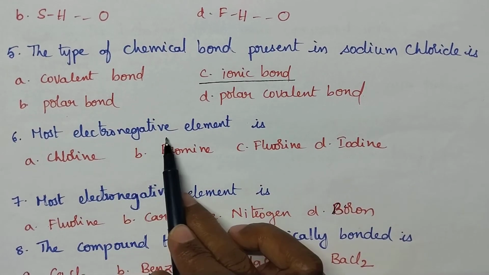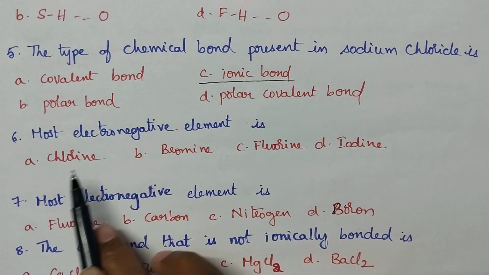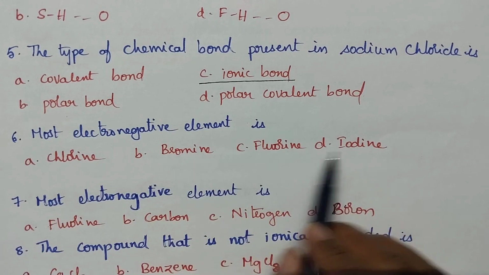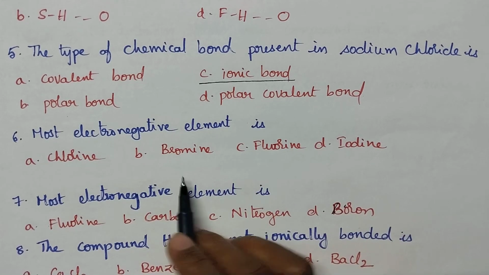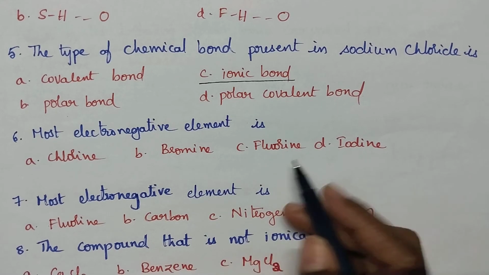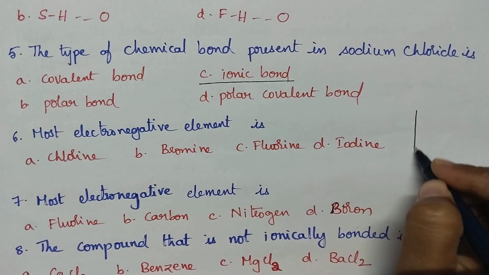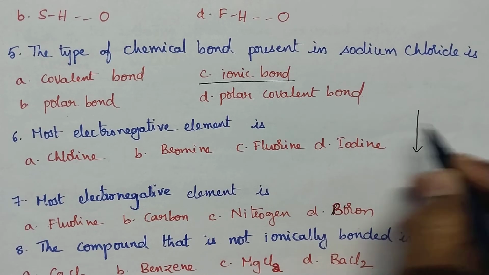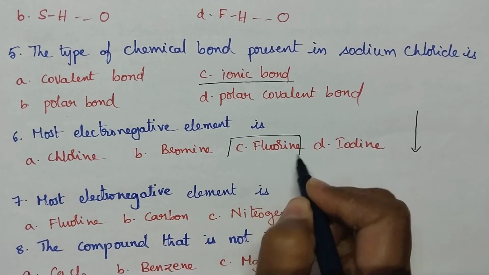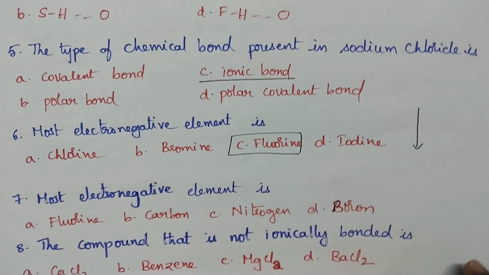Most electronegative element is. Here chlorine, bromine, fluorine and iodine are the given options. So they belong to the same group. So in a group what happens? The electronegativity decreases from top to bottom. So fluorine is highly electronegative.